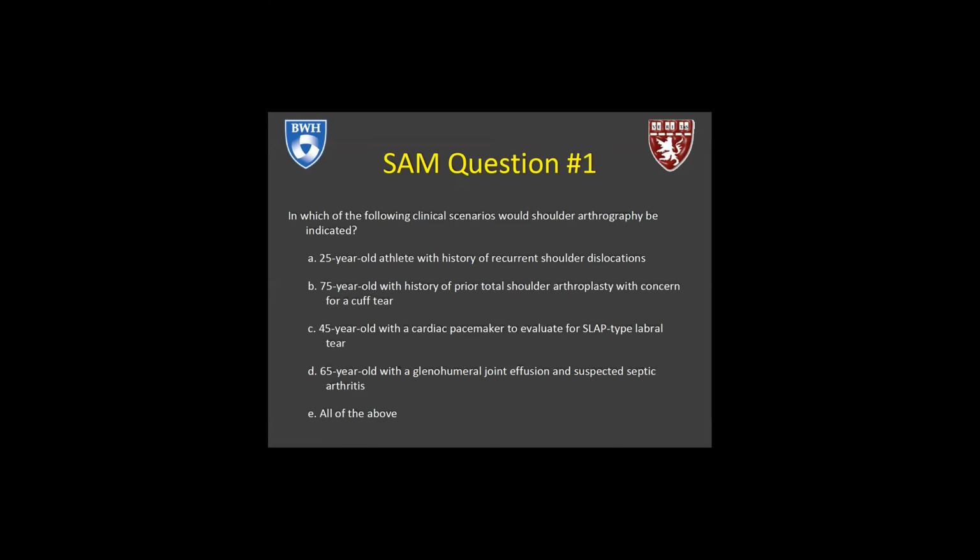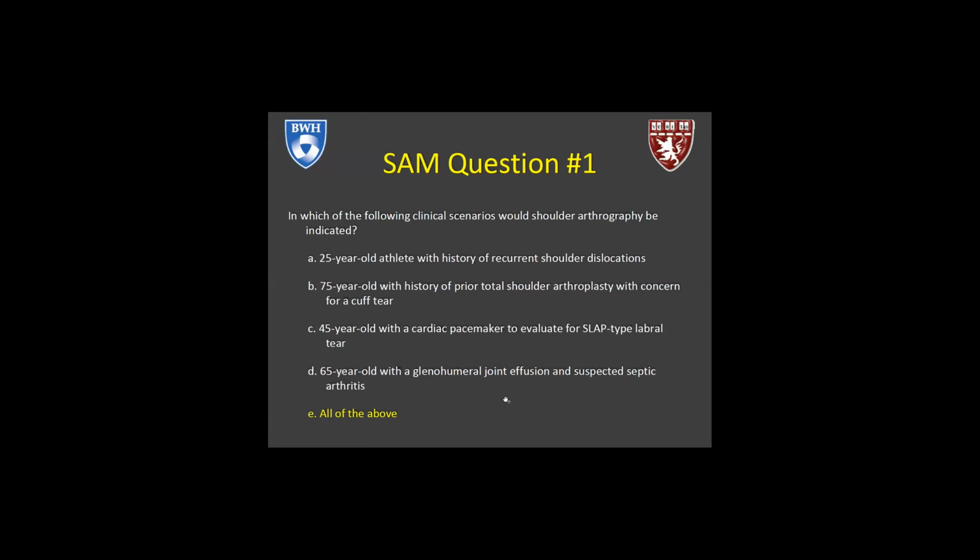Here's our first question that you can think about. In which of the following clinical scenarios would a shoulder arthrography be indicated? A, 25-year-old athlete with a history of recurrent shoulder dislocations. B, a 75-year-old with history of prior total shoulder arthroplasty with concern for cuff tear. C, 45-year-old with cardiac pacer evaluated for SLAP-type labral tear. Or D, 65-year-old with glenohumeral joint effusion and suspected septic arthritis. Or E, all of the above.